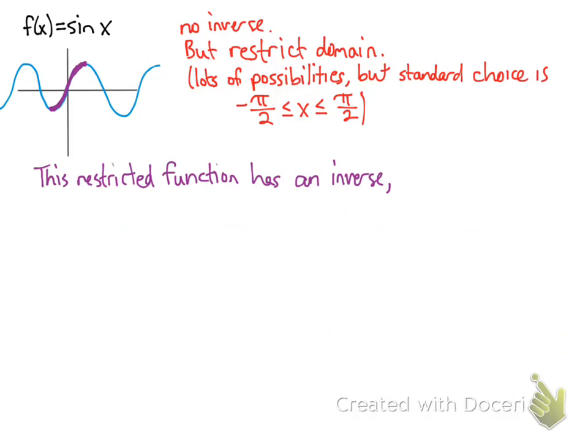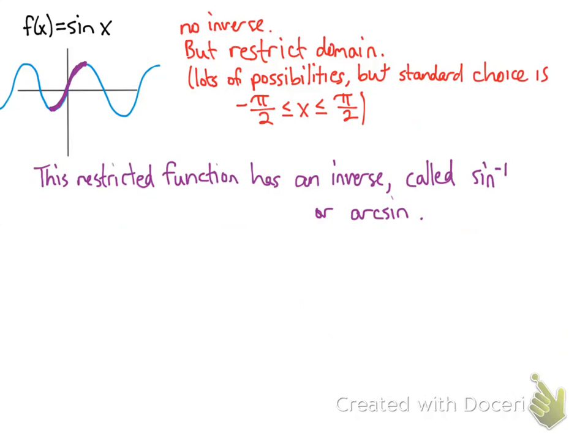Just this purple part of the function, that passes the horizontal line test, so it has an inverse, right? So the sine function as a whole doesn't, but the sine function just between negative pi over 2 and positive pi over 2 does have an inverse. And we call that inverse the inverse sine function, which you can write sine with a little -1, or we call it arc sine.